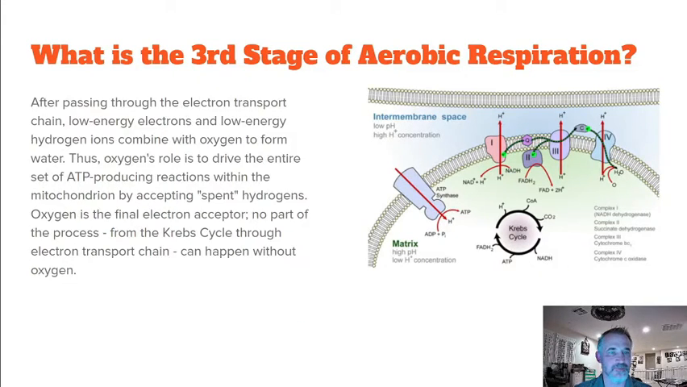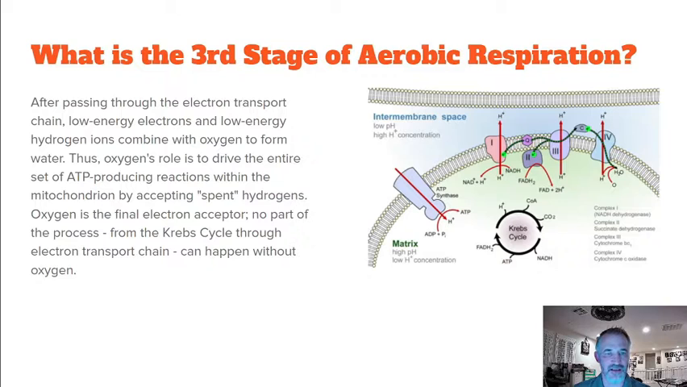After passing through the electron transport chain, low-energy electrons and low-energy hydrogen ions combine with oxygen to form water, which is the other byproduct. Thus, oxygen's role is to drive the entire set of ATP-producing reactions within the mitochondria by accepting the spent hydrogen. So oxygen is basically the final electron acceptor within the electron transport chain.